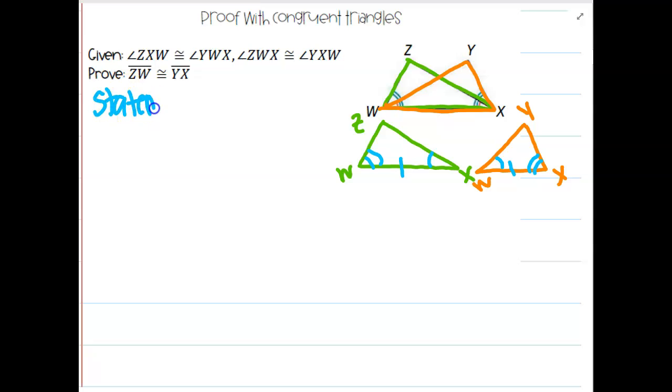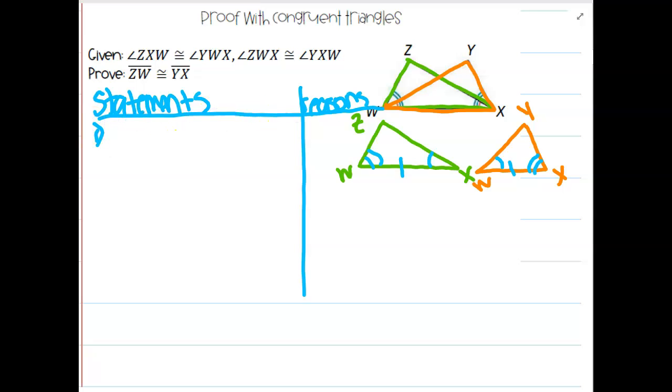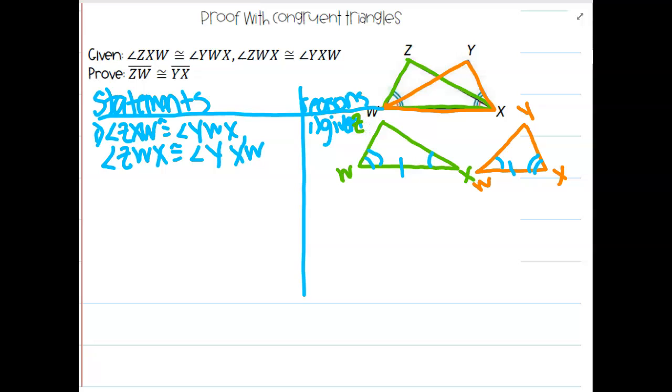So let's set up our proofs, our statements and our reasons. Okay, my first statement: angle ZXW congruent to angle YWX. Angle ZWX congruent to angle YXW. Because it's my given. In my proof, I'm going to use angle, side, angle. In my proof, I need to say angle congruent to angle, side congruent to side, angle congruent to angle. But the angles are already done for me. They already did the angles for me.